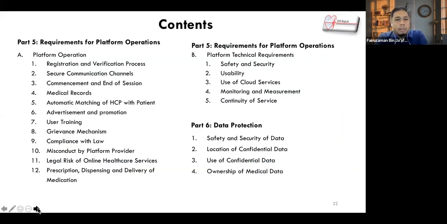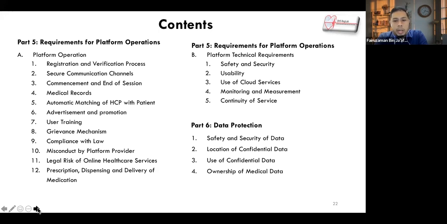For the requirements for platform operations, we divided them into platform operation and platform technical requirements, or the technology part. For platform operation, one of the key items is the registration and verification process for the healthcare professionals and also for the patients using the digital platform. Others include secure communication channels, how medical records are kept and handled, how healthcare professionals are matched with patients, rules regarding advertisement and promotion, and user training. Also important is for the companies to be compliant with current laws, and for the platform providers to report any misconduct occurring during the regulatory lab.